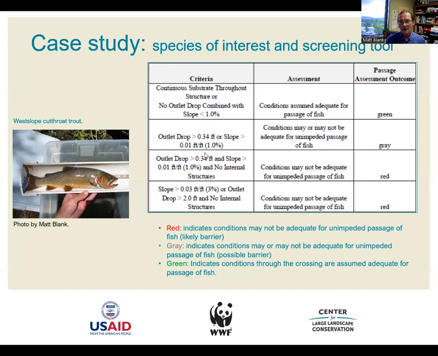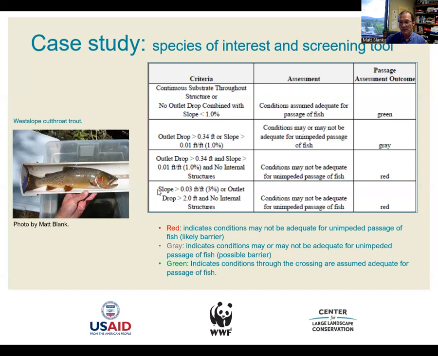Then the next criteria is if the outlet drop is greater than 0.34 feet and the slope is over 1%. In addition, there are no internal baffles, which are simply angular brackets and blocks and whatnot that are used to help fish passage. If there are no structures like that and these other 2 criteria are present, then we consider that to be potentially not adequate for unimpeded passage of fish. That would give a red ranking or a bad ranking.